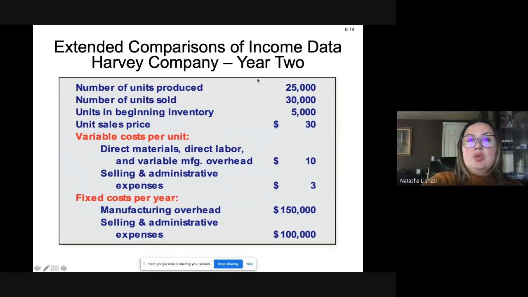Let's look at year 2. So that was year 1. In year 2, the number of units produced is 25,000, the number of units sold is 30,000, and units in beginning inventory is 5,000.